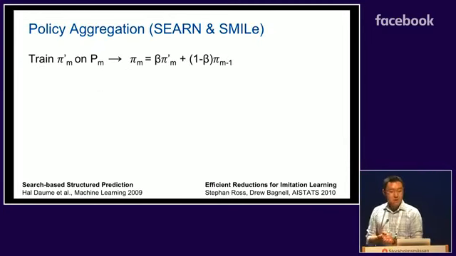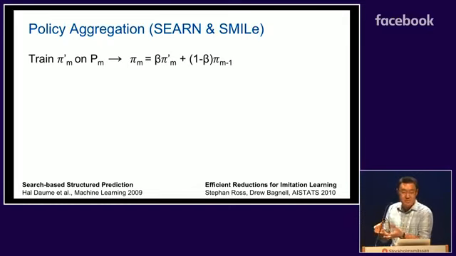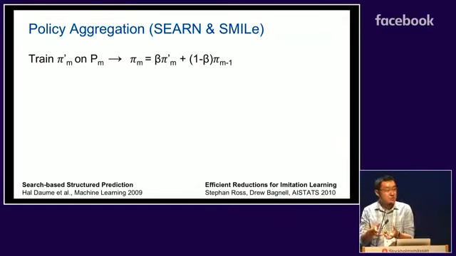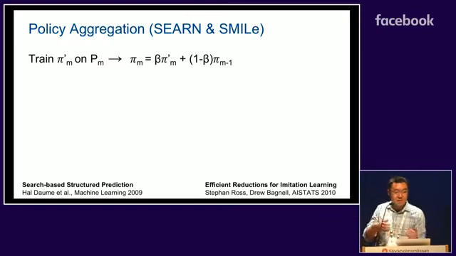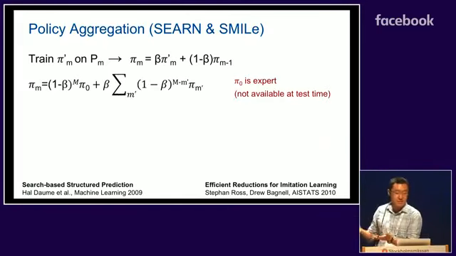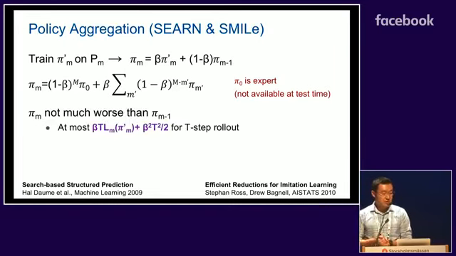Okay, policy aggregation trains an intermediate policy pi prime sub m on the current distribution of states, p sub m, and then blends it geometrically with all the previous pi primes. That basically means that pi sub m is this geometric blending of all the previous pi primes. Right? And recall that pi naught is the expert, which is not available at test time.